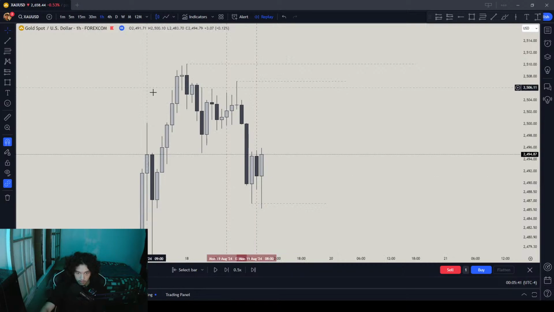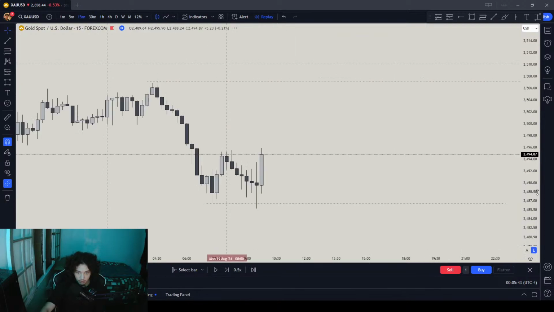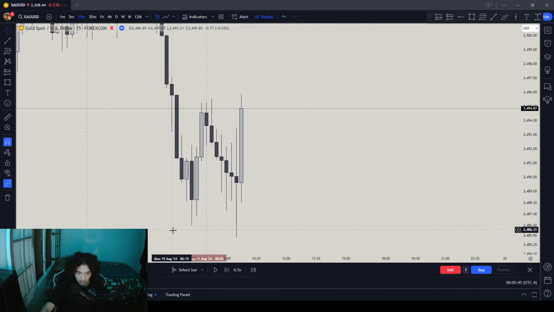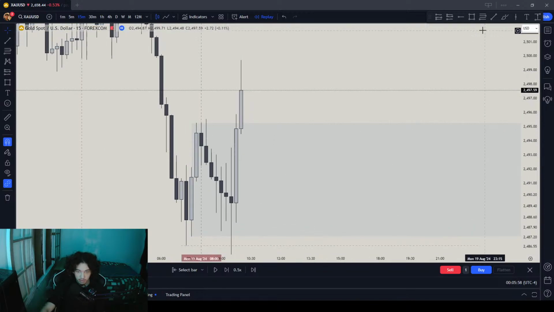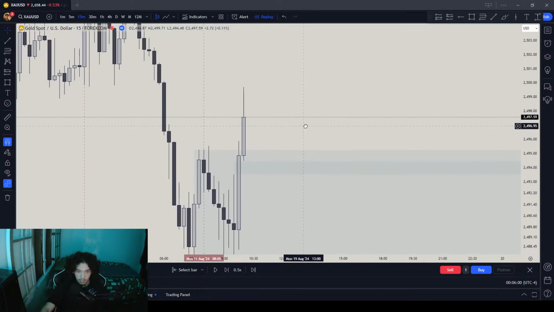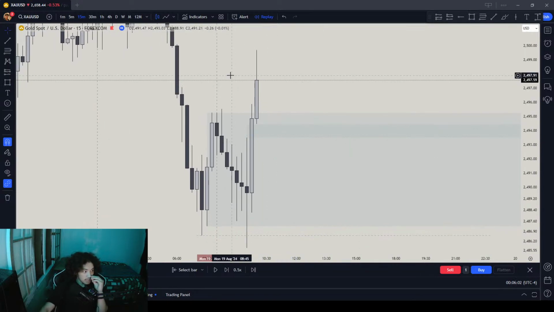Took out liquidity. Now we're looking for a 15-minute unicorn model, which we don't got here, but we got a stop run over there. Looking for the last up-closing candles above here. Boom. Now we're looking for a candle closure above and looking for a fair value gap with it, or vice versa. Okay, we got a candle closure above it. Now we got a 15-minute fair value gap. There's a unicorn model.